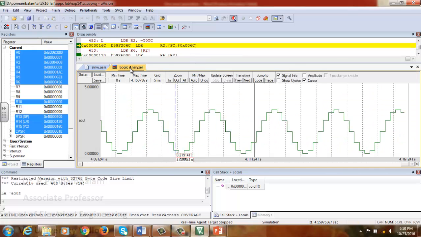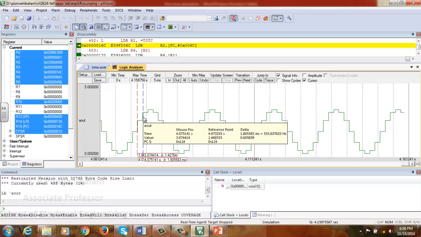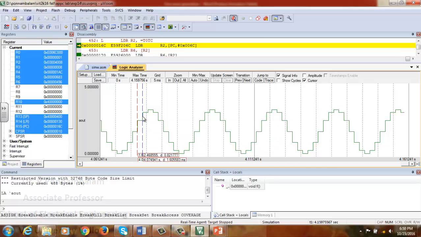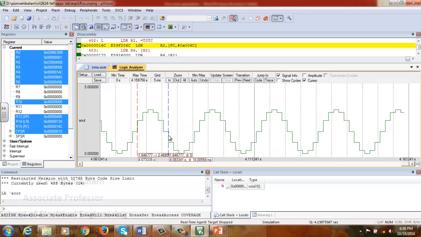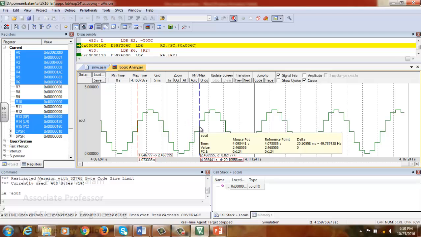So we have stopped it. So here we'll check what is the time. So you can see it is almost equivalent to 1.667. The time delay is 1.667. And if you want to check the time taken, you can see that it is 20 milliseconds. So obviously we have obtained it as 50 hertz. 50 hertz supply has been obtained.